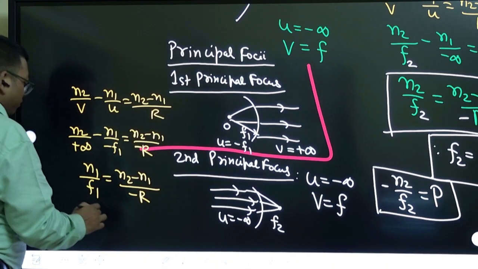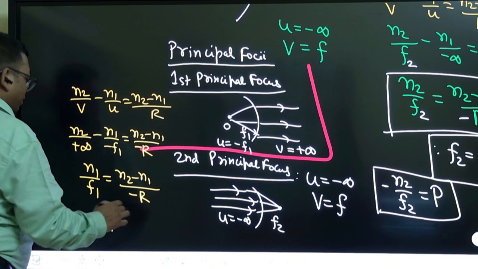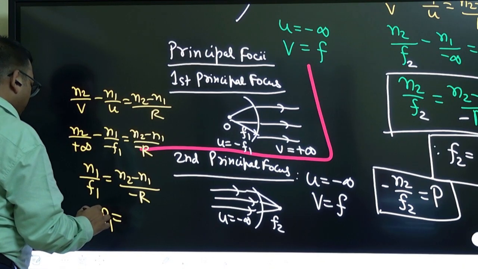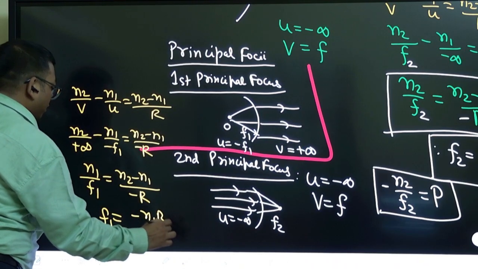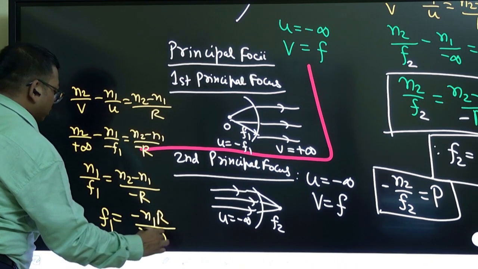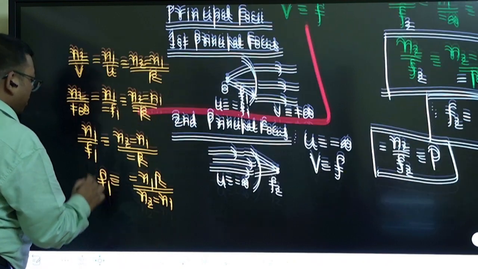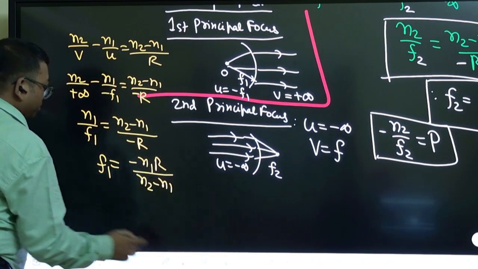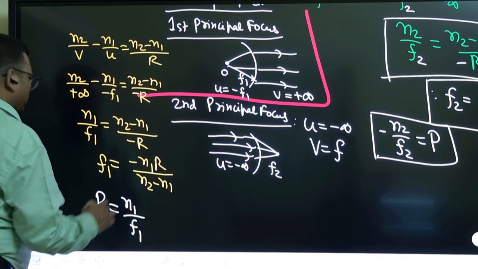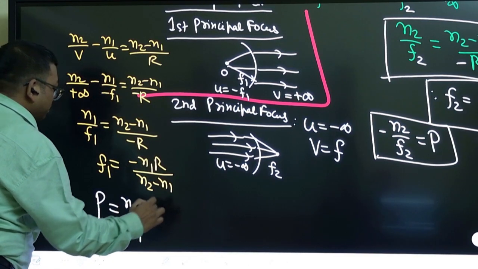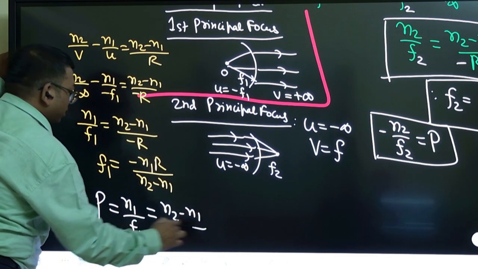So from here I can calculate F1. What will F1 come as? F1 will come as minus N1 times R by N2 minus N1. But note that here power also will be defined by the same formula. Power will be N1 by F1, which is coming the same as N2 minus N1 by minus R.